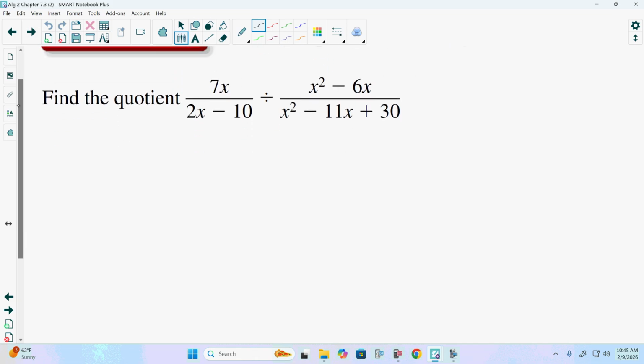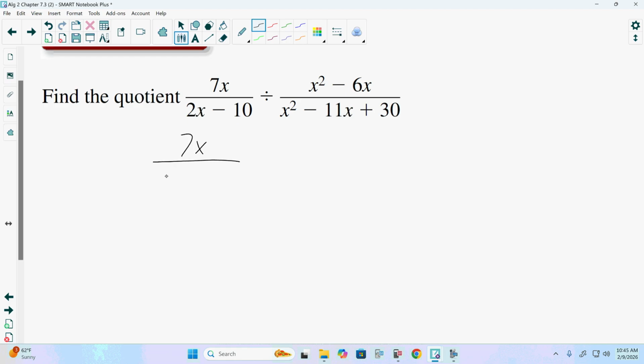So when we look at this first example, 7x over 2x minus 10, divided by x squared minus 6x over x squared minus 11x plus 30, when we divide these, we find this quotient. The first thing we're going to do, because we have two fractions, is we're going to keep the first one the exact same. However, we're going to change it from division to multiplication and take the second expression and flip it. So the x squared minus 11x plus 30 is going to go on top. The x squared minus 6x is going to go on bottom.